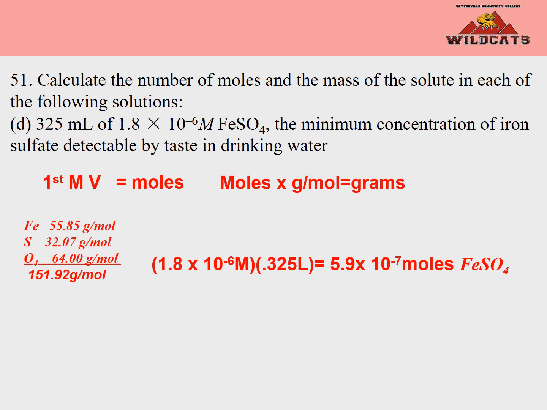M times V, notice the 325 milliliters is turned into 0.325 liters. And I end up with 5.9 times 10 to the minus 7th moles of FeSO4. I can then take those moles and convert it to grams by just multiplying by the molar mass that we just added up, 151.92. And we end up with 9.0 times 10 to the minus 5th grams.